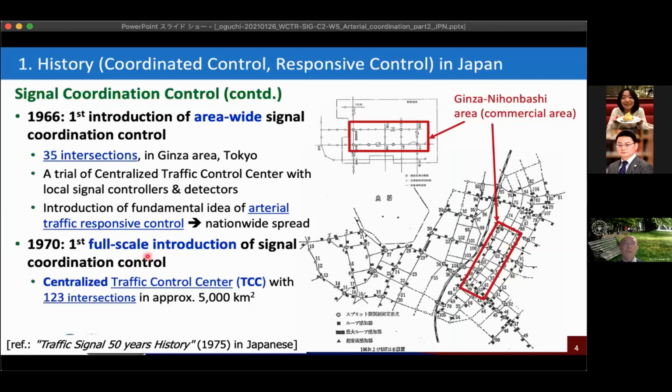And then the rather full-scale application started in 1970. This is the original form of the Japanese centralized traffic control system. This Ginza area is included here, with a rather widened area of application. This is the start of the Japanese history, I think, up to these days, today.